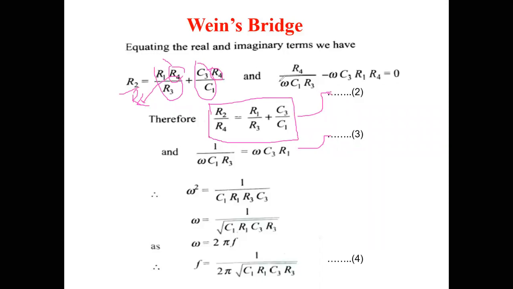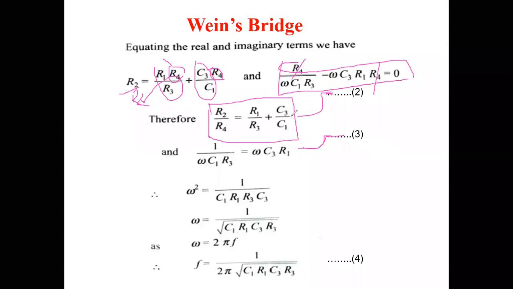Similarly, from this equation, R4 by omega C1 R3 is equal to omega C3 R1 R4. In this manner, R4 will get cancelled. We'll get 1 by omega C1 R3 is equal to omega C3 R1. So this is the other equation. These two equations are the two conditions in order to make the bridge balance.